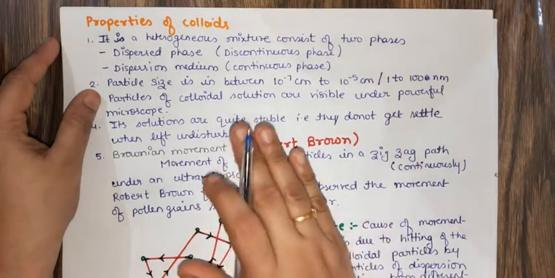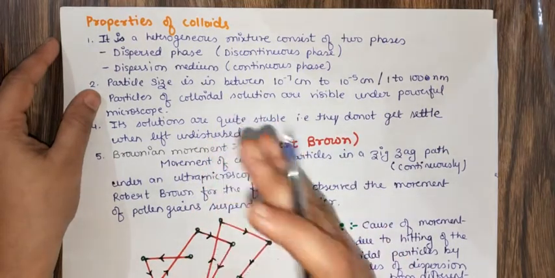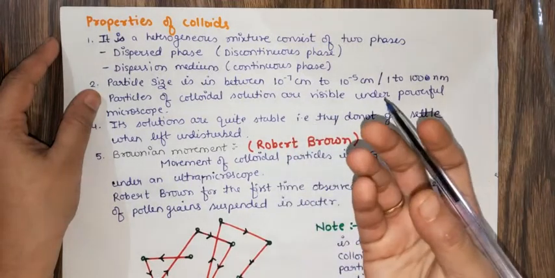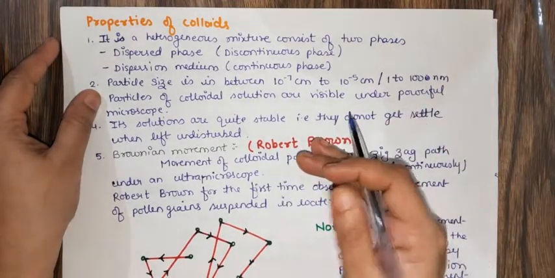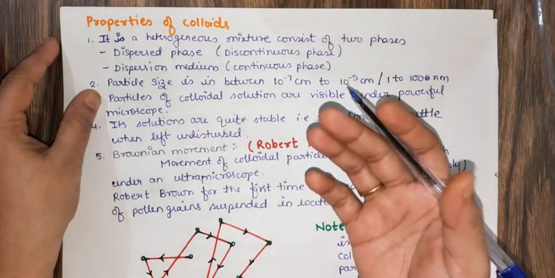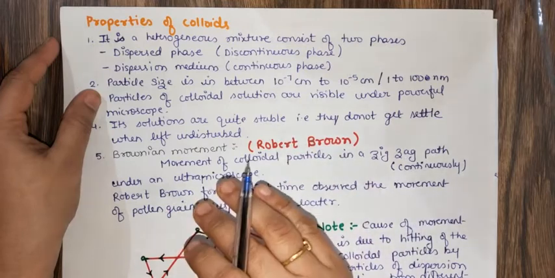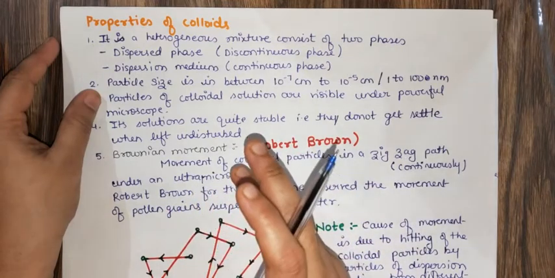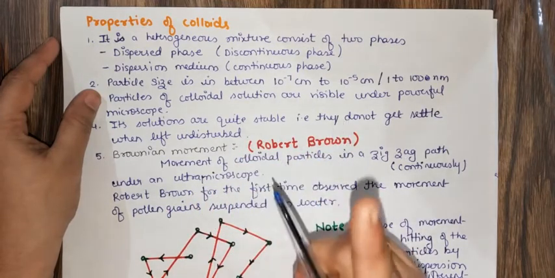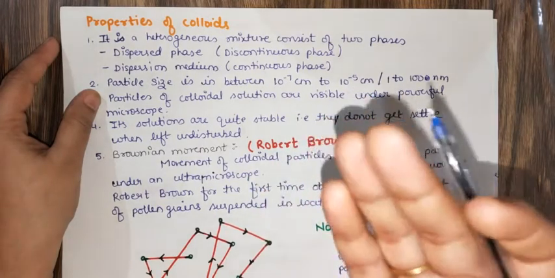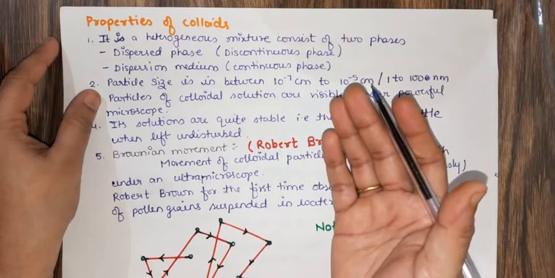Colloidal solutions are quite stable, as you have seen that whenever a colloid solution is forming, the particles are not settling down just like in a suspension. So you can say that a solution in which the solute does not settle at the bottom of the test tube or container is a stable solution. But a suspension is called an unstable solution. Why? Because the solute particles after some time settle down at the bottom.